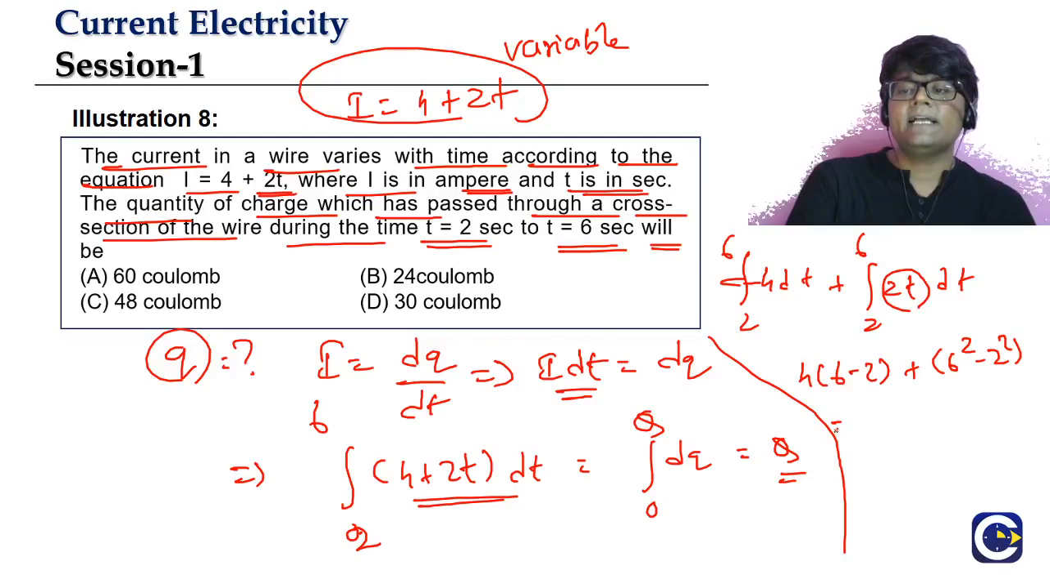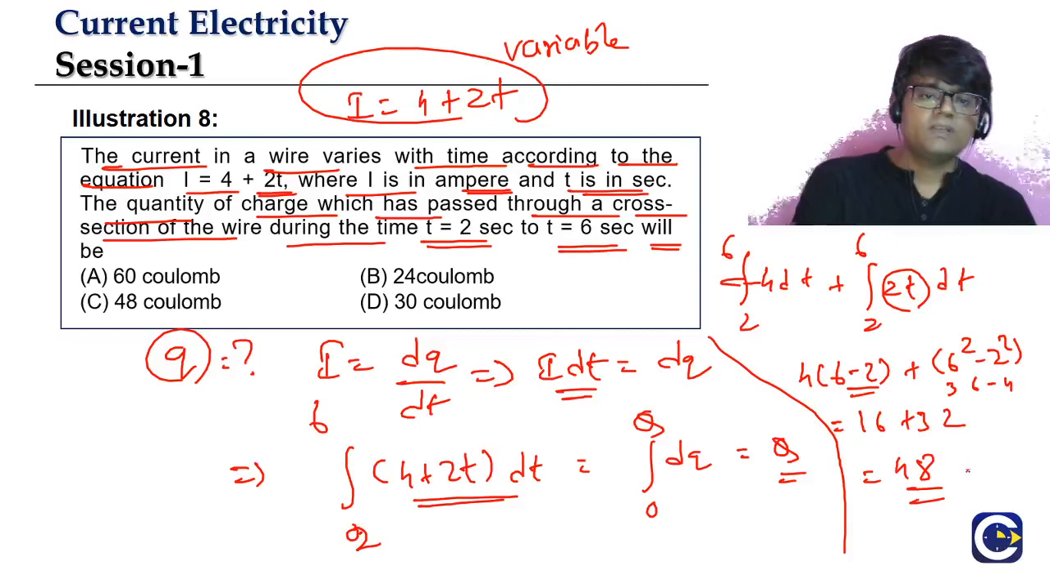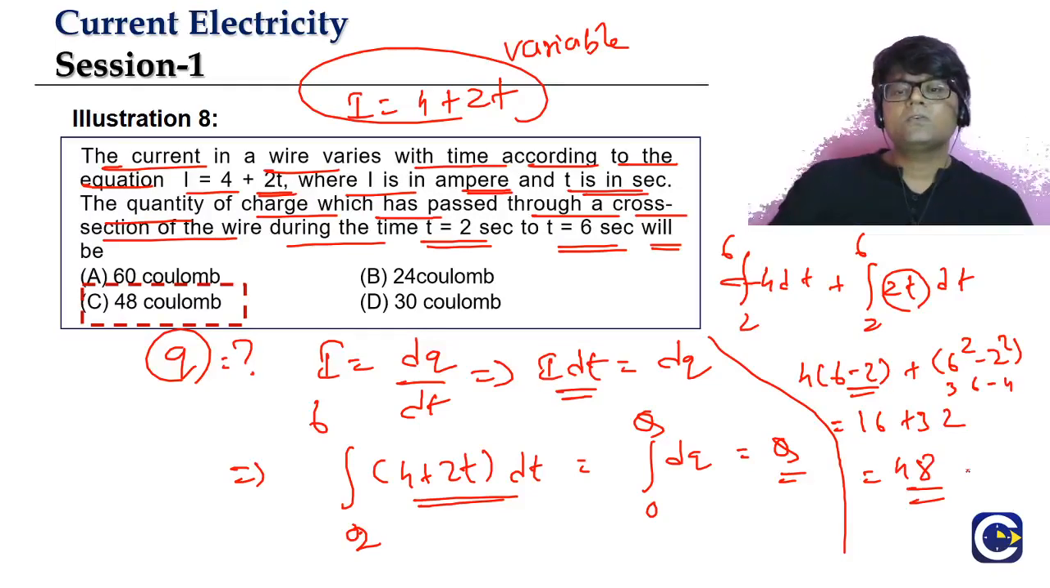Yes, guys, any answers? So this 6 minus 2 is what? 4. 4 4s are what? 16, plus 6 square is what? 36, minus 4, which is what? 32. What is the answer, guys? What is the answer coming as? 48 coulombs. Check it, guys.